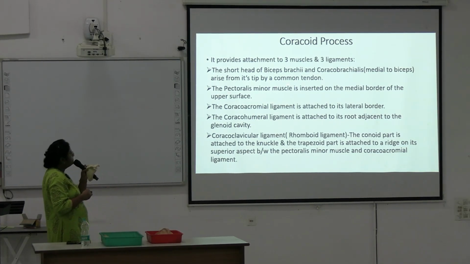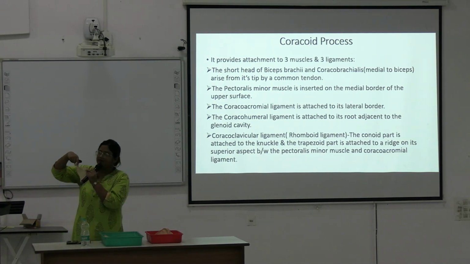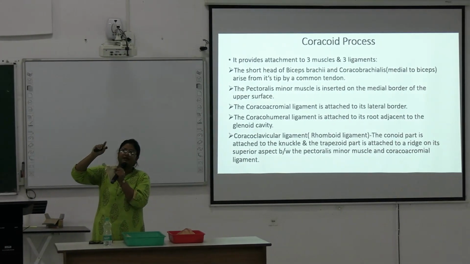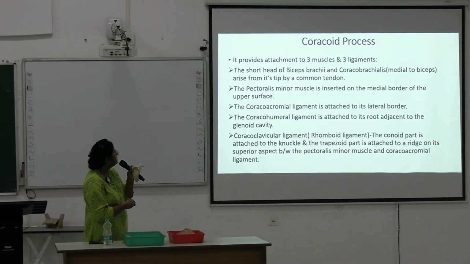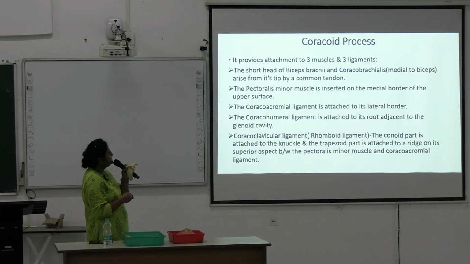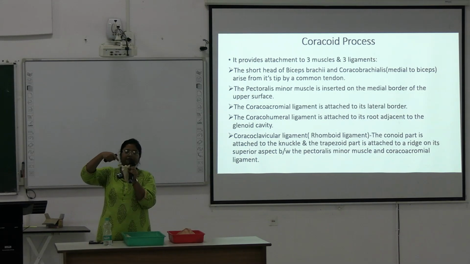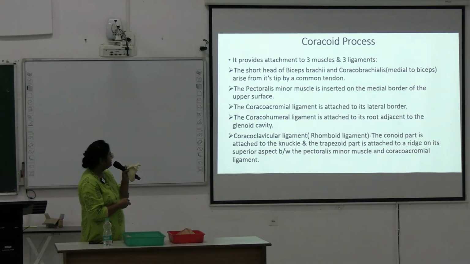So, this pectoralis minor muscle is inserted on the medial border of the upper surface here. Along the medial border of the upper surface, pectoralis minor muscle is attached, inserted. The coracoacromial ligament is attached to its lateral border. Here, coracoacromial ligament is connecting coracoid process to this tip of acromion.